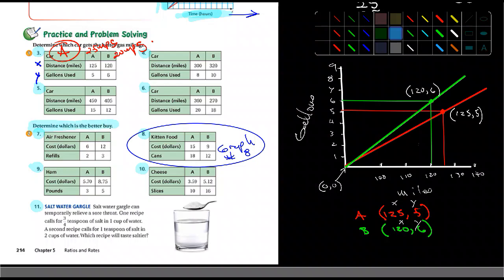So, air freshener. I'm looking at number 7 here. It's $6 and you get 2 refills. Well, you're going to divide 6 by 2. And then there's another one, it's $12, but you get 3 refills. So which one would be the better buy? Okay? You want more bang for your buck, so to speak. And then number 11, I want you to do that.